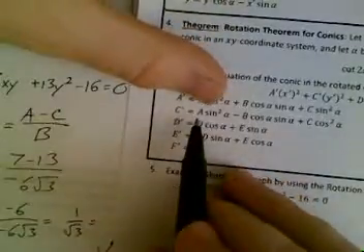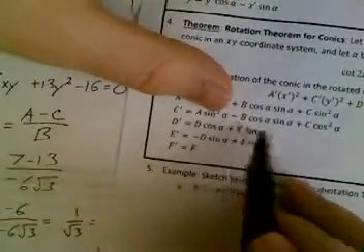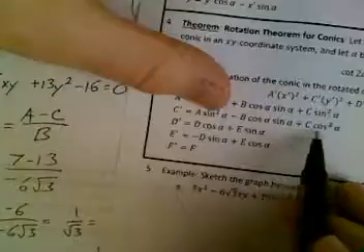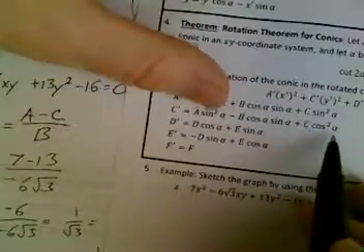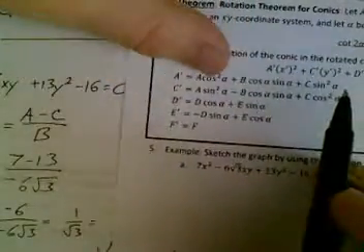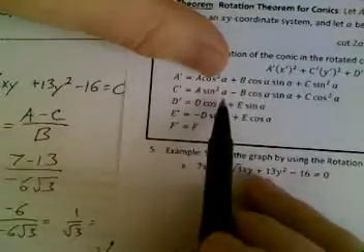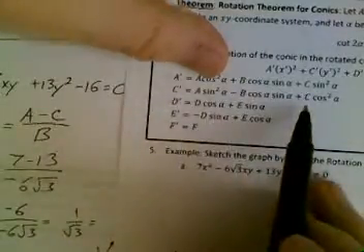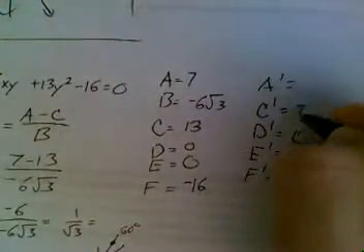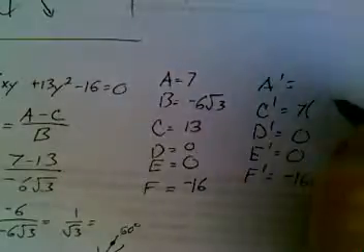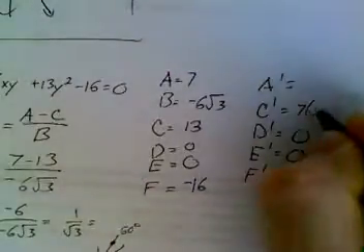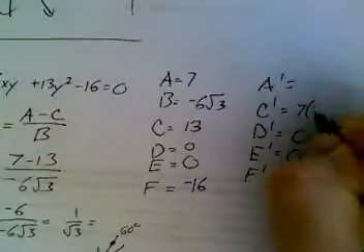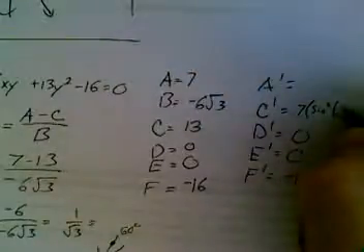Okay? Let's talk about C prime. C prime is A sine squared alpha minus B cosine alpha sine alpha plus C cosine squared alpha. So I have to go ahead and plug in the alpha value, 30 degrees, as well as my A, B, and C values. So let me very carefully do that. My A value is 7. I'm now going to have the sine squared of 30 degrees.